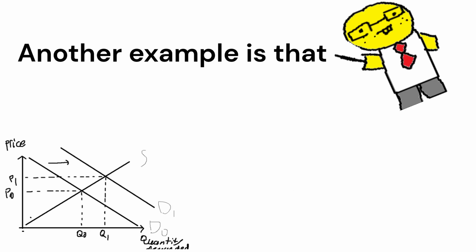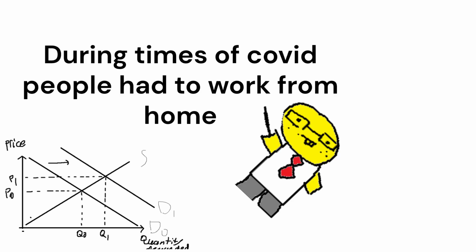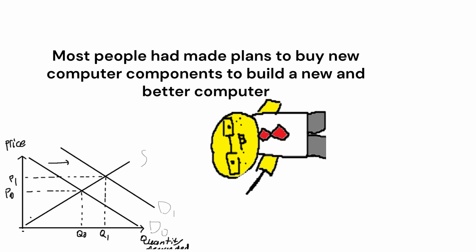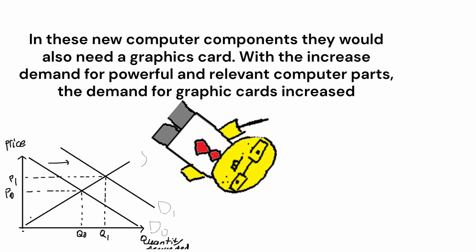Q1. Another example is that during times of COVID, people had to work from home. This resulted in people realizing that their computers were slow. Thus, most people had made plans to buy new computer components to build a new and better computer. In these computer components that they needed, they also needed a graphics card. With the increased demand for powerful and relevant computer parts, the demand for graphics cards increased.